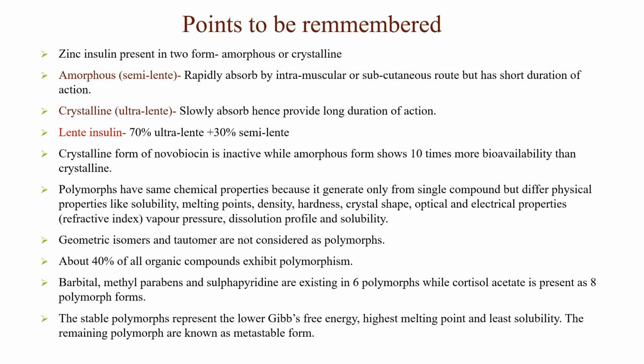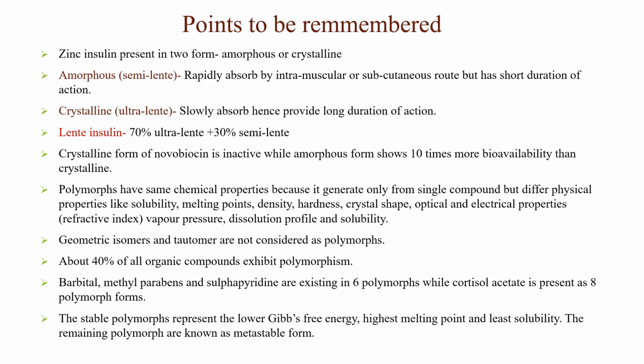The zinc insulin is present in two forms. Here are some examples. The first example is the zinc insulin, which is present in two forms, amorphous or crystalline form. What is the amorphous form? Amorphous form is also known as semi-lente, and it is rapidly absorbed by intramuscular or subcutaneous route, but it has a very short duration of action. In case of the crystalline or ultra-lente form, it is slowly absorbed, hence it provides a long duration of action.